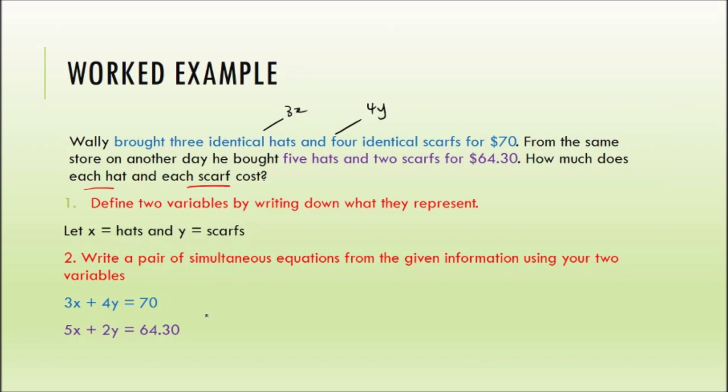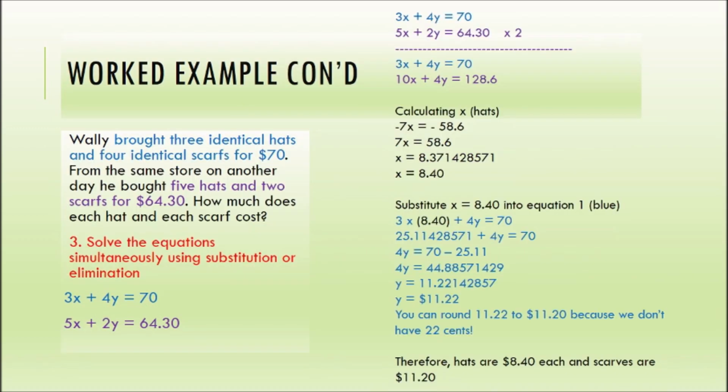Then he went on another day to buy 5 hats and 2 scarves, and that gave him $64.30. So that's where my purple equation came from: 5X plus 2Y equals $64.30. I've just copied it here and I've copied the question.